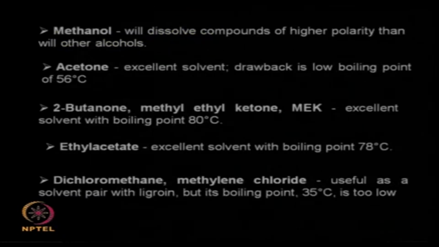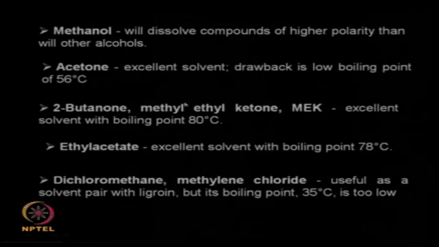Methanol will dissolve compounds of high polarity. Acetone, that is very good, but problem is it has got a very low boiling point. So if you are operating this type of crystallizer in a hot country or in tropical place, some acetone is lost. 2-butanone or MEK, methyl ethyl ketone, that is very good, it is a very good solvent, boiling point is much lower, 80 degrees, and it is not as bad as acetone. Ethyl acetate, again it is very good.